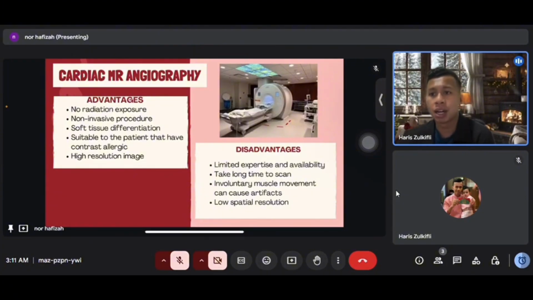Next, we will go to the cardiac MR angiography. For advantages, it has no radiation exposure, is a non-invasive procedure, differentiates soft tissue, and is suitable for patients who have a contrast allergy. It also has a high resolution image. For disadvantages, it has limited expertise and availability, which means that not many hospitals or places have this type of machine. The second one is that it takes a long time to scan. The third one is that involuntary muscle movement can cause artifacts. And the last one is low spatial resolution.